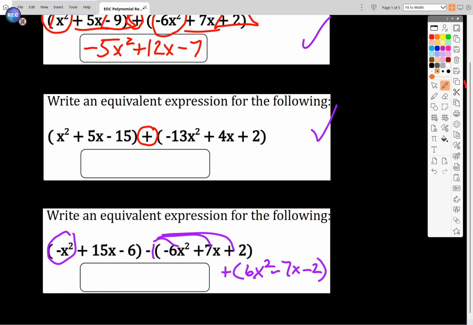Negative 1x squared plus 6x squared is 5x squared. 15x minus 7x is positive 8x. And we have negative 6 here, minus 2 gives you negative 8. And that's your answer. All right, let's move it along here.